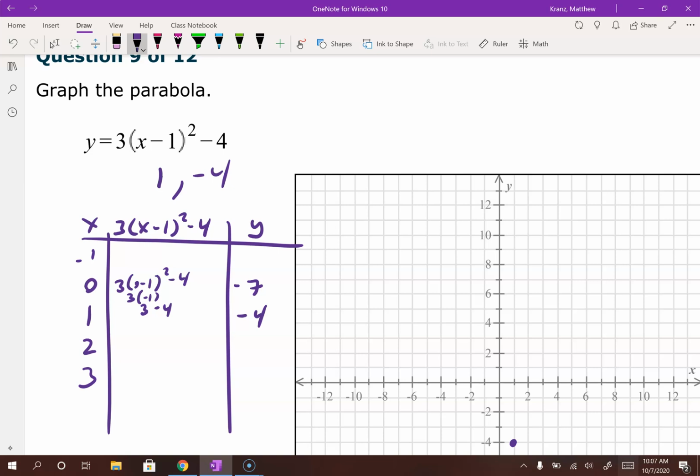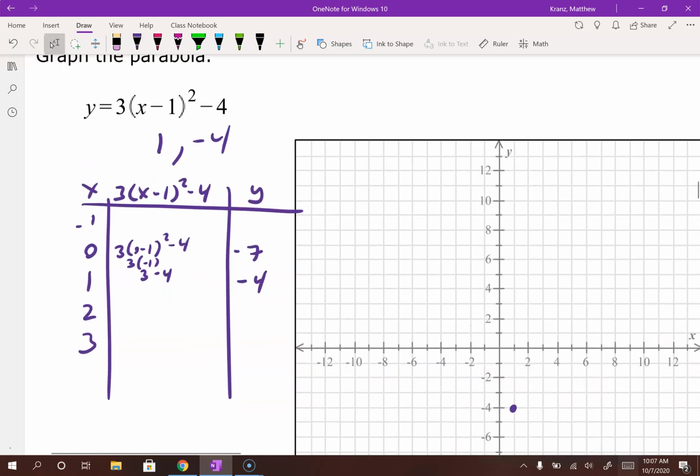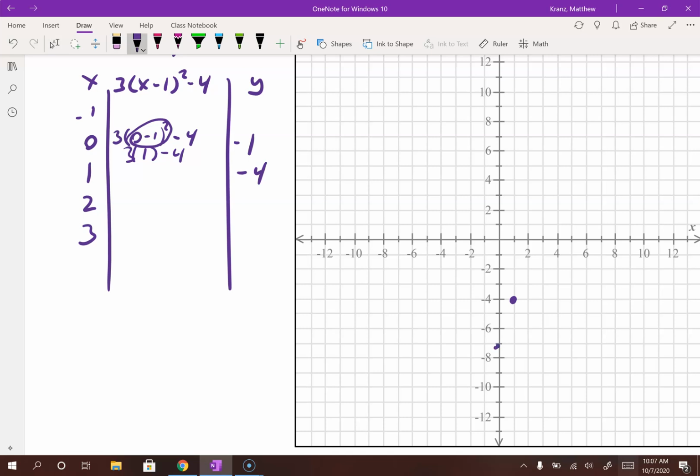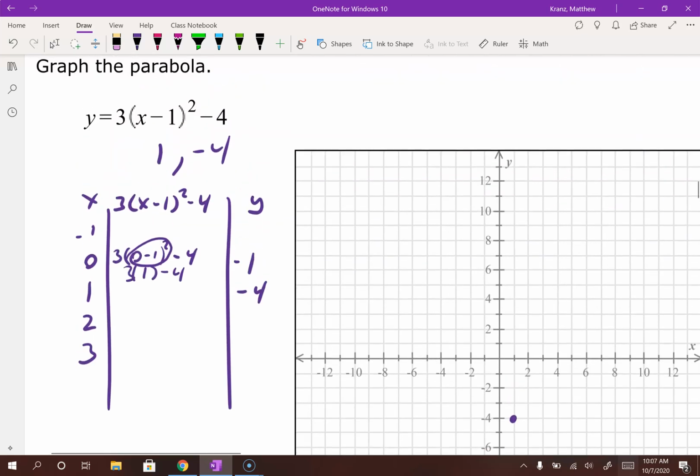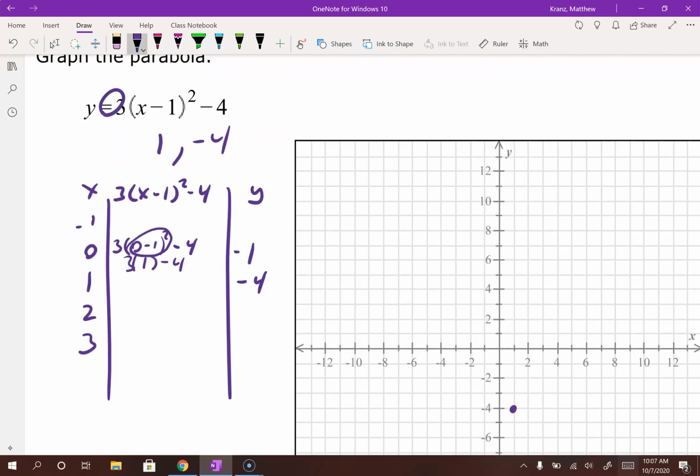So then we have a (0, -7). Nope, I think I made a mistake math-wise. Hold on. 3 times (0 - 1)^2. Oh, that's what it was. Right? So now this is 1. All of this times 3, which is 3, and 3 minus 4 is -1. I knew it wasn't going down, because if that was (0, -7), that would have been over here. So my parabola would have to start going this way, and I immediately knew I made a mistake because this is positive right here.